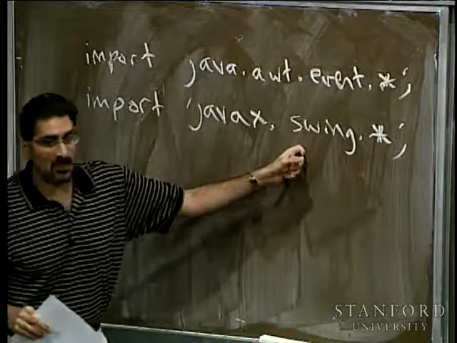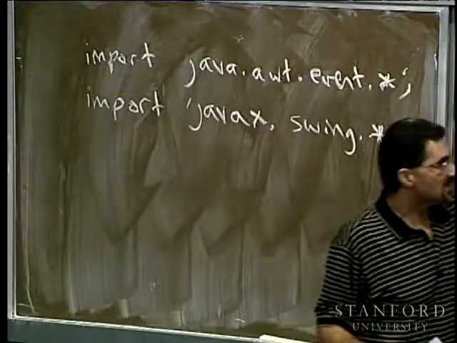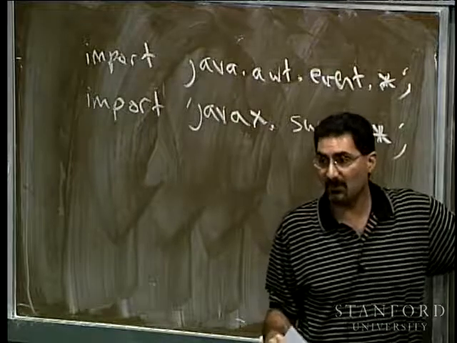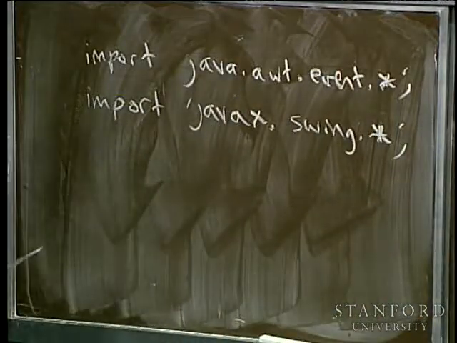And javax.swing is actually a package that's part of the standard Java libraries that has a bunch of stuff that allows you to create these graphical interactors very easily on the screen. Okay? So those are the libraries that you're going to have.